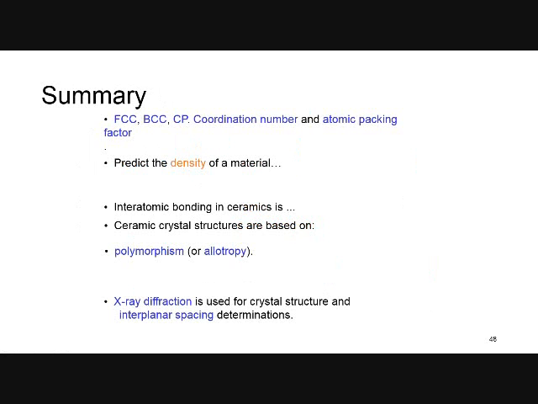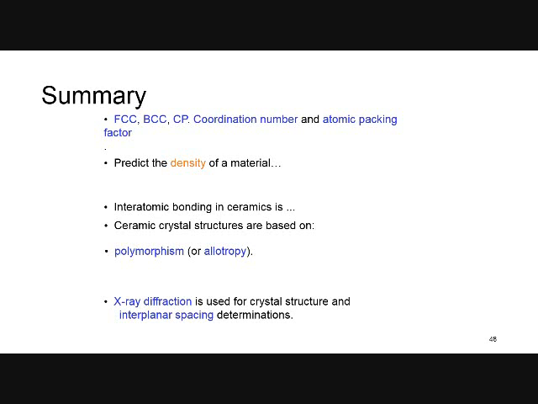This is the last slide. In summary, we talked about common metallic crystal structures like FCC, BCC, and HCP. We talked about items like coordination number and atomic packing factor. We talked about how to predict density, if we have atomic weight, atomic radius, and crystal geometry. We talked about interatomic bonding in ceramics, which is either ionic or covalent. We talked about ceramic crystal structure, which is based on charge neutrality and the ratio of cation to anion radii.